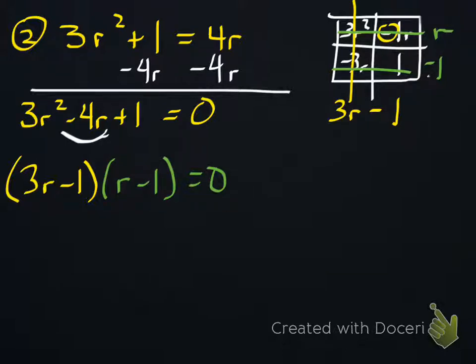So now we're going to say each of these equal to 0. Use that zero product rule. So 3r minus 1 equals 0, or r minus 1 equals 0. We add that 1 over.